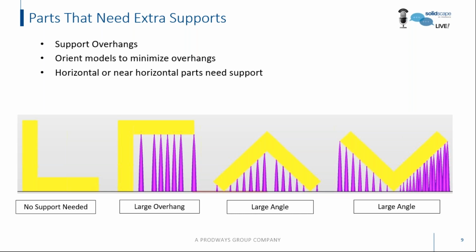And parts that have small angles from the horizontal are similar to overhangs, and they also need to be supported. You'll notice on the left-hand side, no support is needed because there are no overhangs, but as you move to the right, either you have a large overhang or you'll have angles that still need to be supported.